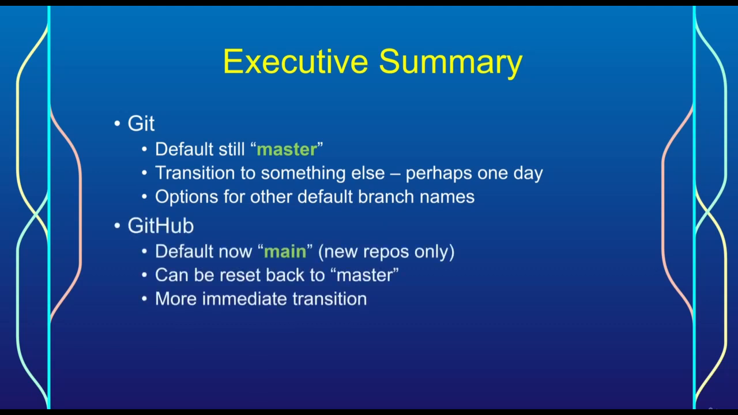However, GitHub, the most common Git repository hosting provider, decided to make the change more suddenly. While GitHub has not changed the default branch on existing repositories, although it certainly could do that, they did set the default branch name to main for all new repositories.